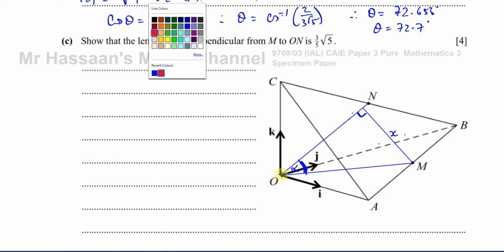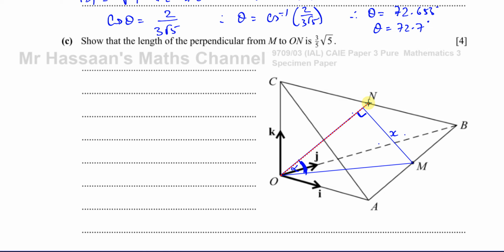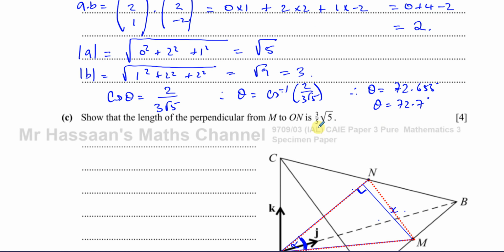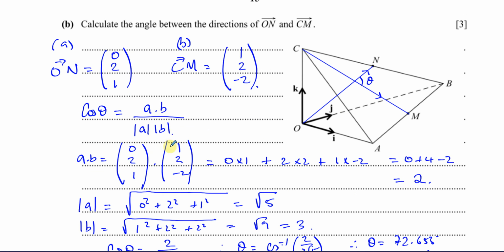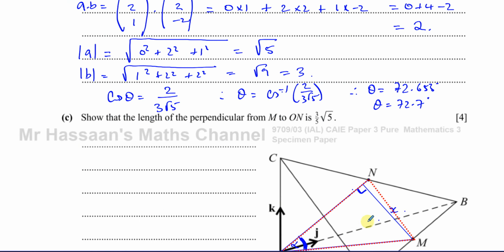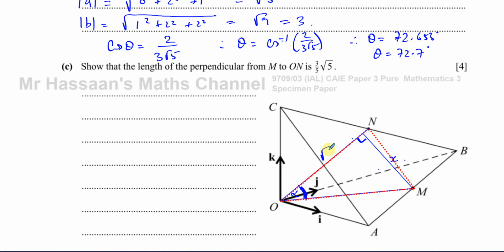So let me join O to N and O to M and M to N. Now this triangle over here, I can find all three of these lengths. I can find O to M, I can find O to N, which I already know. I know the length O to N, we just worked it out. That's going to be root 5. O to M I can work out. M to N I can also work out.